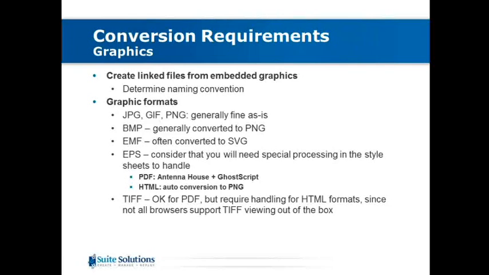For example, if you're using EPS graphics in PDF output, you're going to need to use Antenna House plus GhostScript, which are two different programs that work together to process the EPS graphics. Additionally, if you're using HTML, it may have to be set up to automatically convert those to PNG files. TIFF files are generally okay for PDF, but they're going to require some tweaking for HTML formats because not all the browsers support TIFF viewing out of the box.